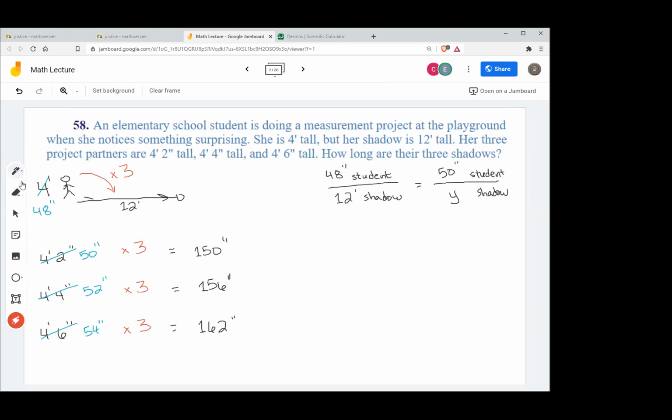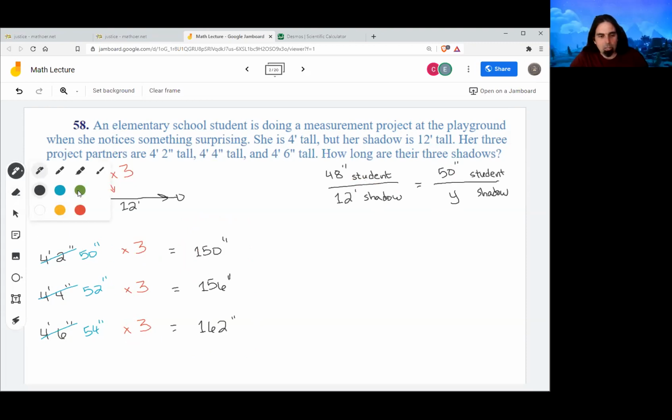Sure. So we had the 12 feet here. And if we multiply that by 12, we get 144 inches. Right? So this one would be the 144, that's the 12 feet. And then how many are extra to get to 150? 6.